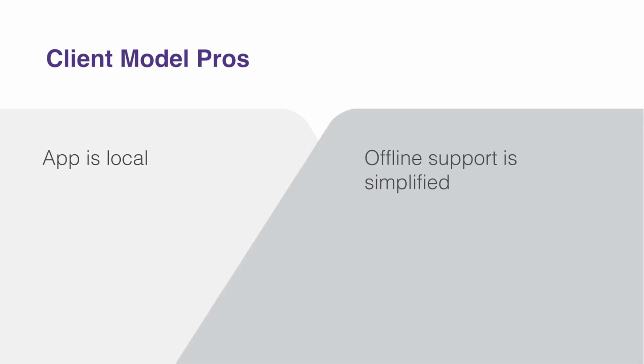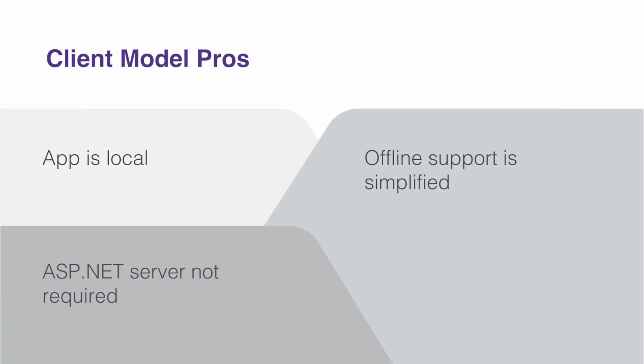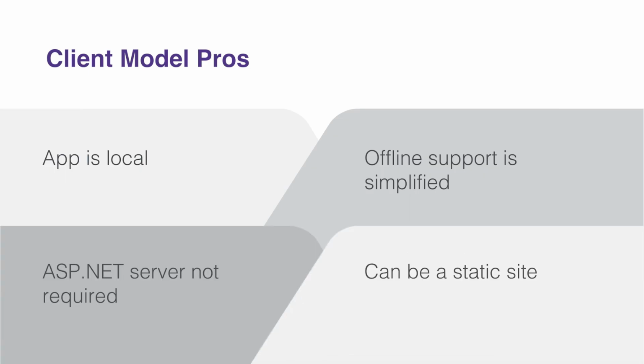Alright, on to client-side hosting. Here, the Blazor app runs entirely in the browser, so there's no need for server round trips for each function call, which makes the app really responsive. And because of this, support for offline scenarios is very good, and there's no need for a full .NET web server. The application can be hosted as a static site on a CDN, which allows for easier scalability.